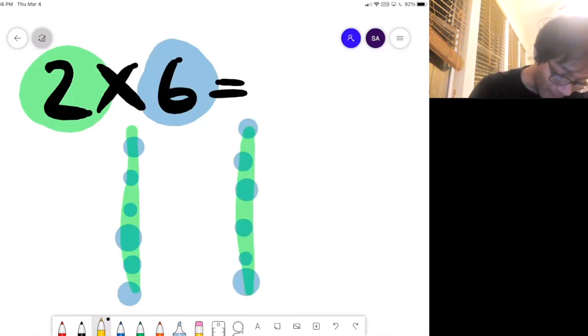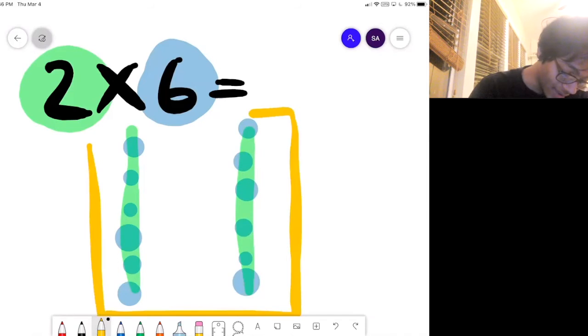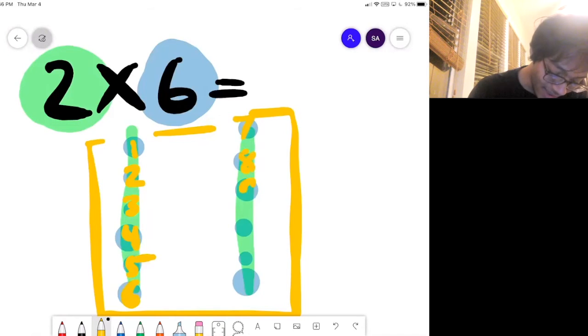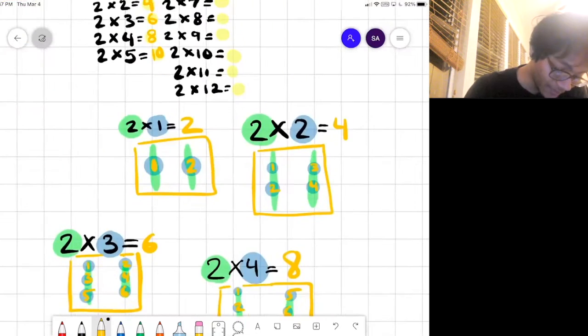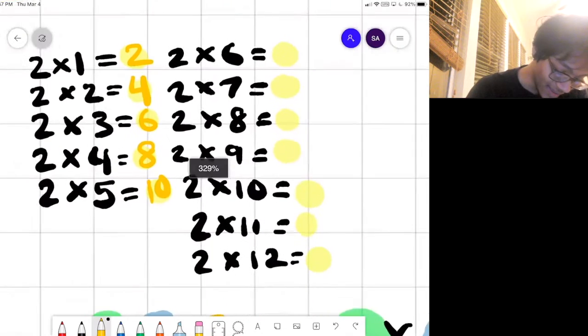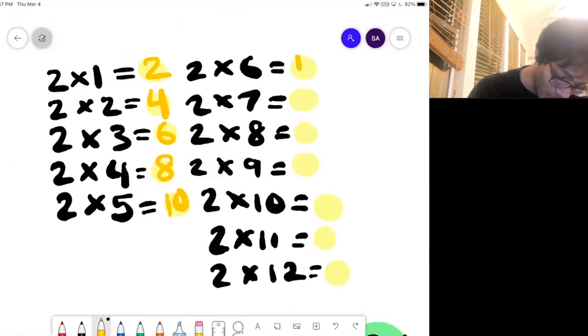Now, let's count up how many dots in the whole shebang. In the whole shebang, we have 1, 2, 3, 4, 5, 6, 7, 8, 9, 10, 11, 12 dots in the whole shebang. So 2 times 6, that's 12. Let's go back to our table and write that in. 2 times 6 is 12.